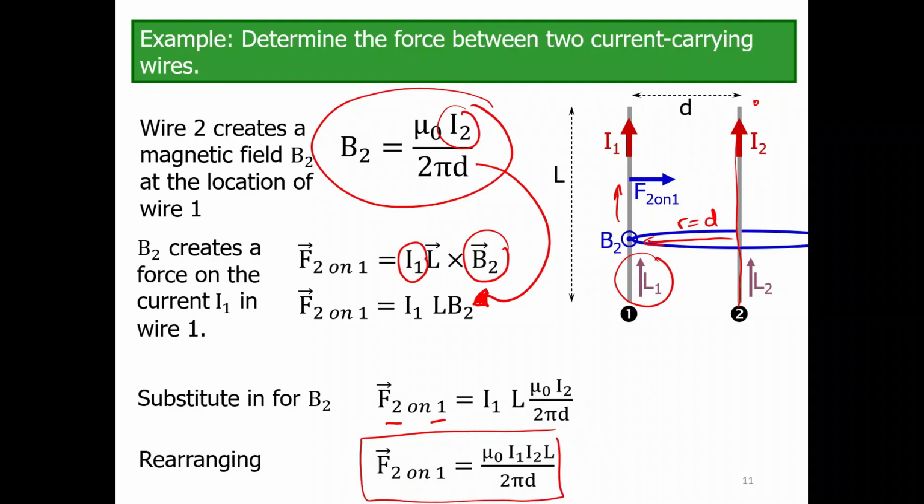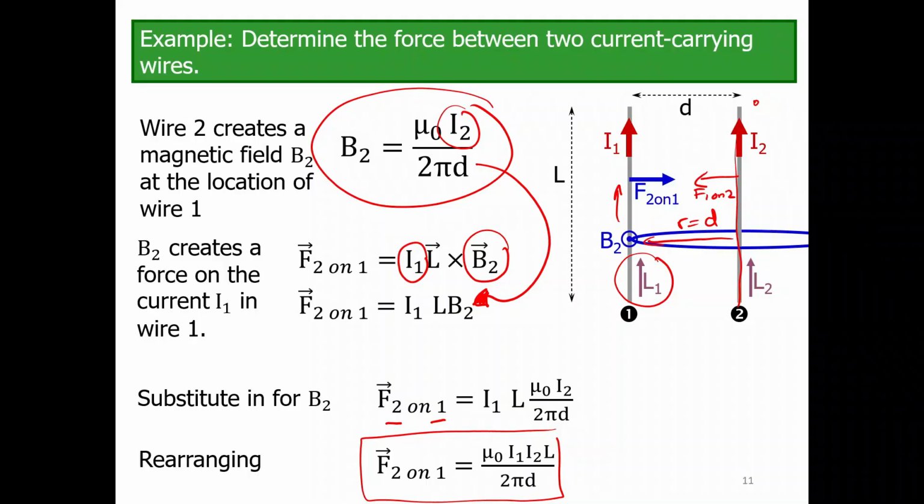Now we know that the force of 2 on 1 has to be equal and opposite to the force of wire 1 on wire 2. So I can predict that the force of 1 on 2 has to be in the opposite direction, so that those two forces are going to attract, and those two wires are going to come together.